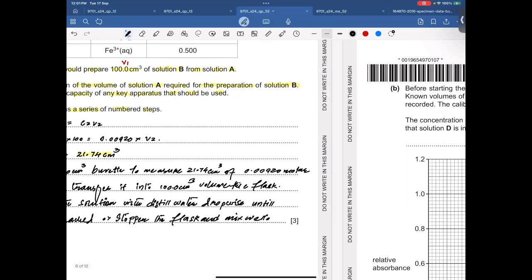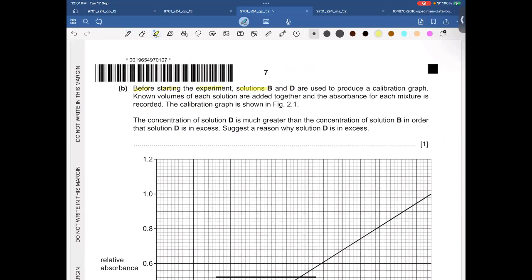Next, before starting the experiment, solution B and D are used to produce a calibration graph. Known volumes of each solution are added together and the absorbance for each mixture is recorded. The calibration graph is shown in figure 2.1. The concentration of solution D is much greater than the concentration of solution B. In order that solution D is in excess, suggest a reason why solution D is in excess.